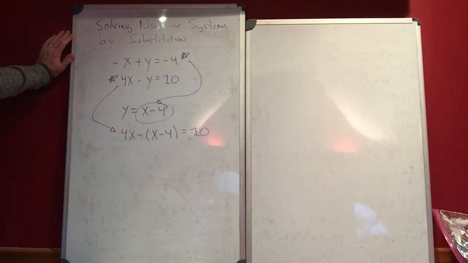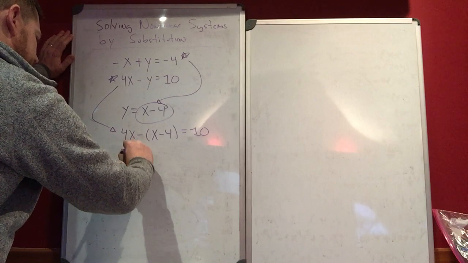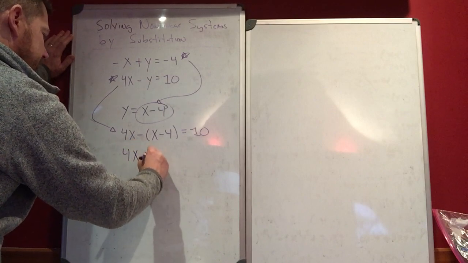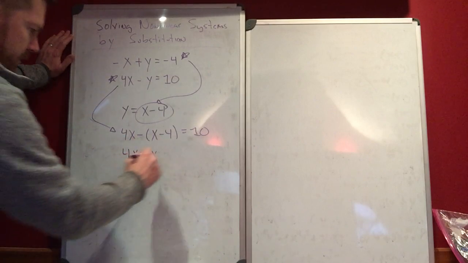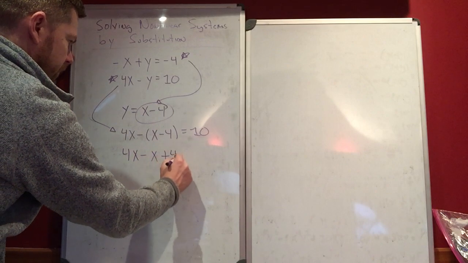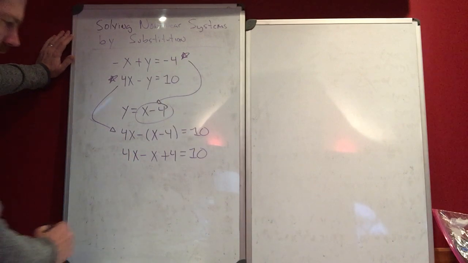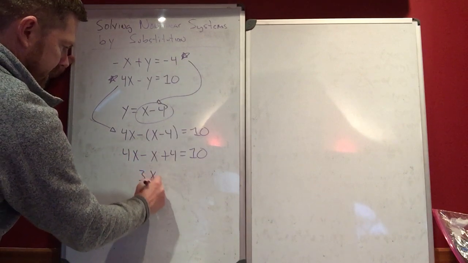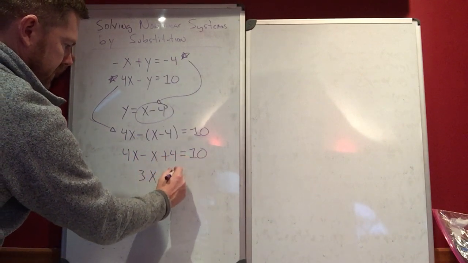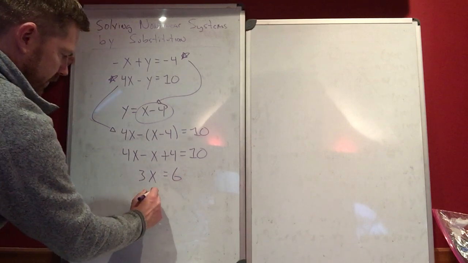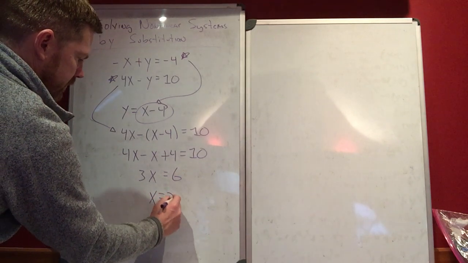Now we just clean it up a little bit from an algebraic standpoint. We have a negative 1 here that we have to distribute. So this turns into 4x minus x. A negative times a negative 4 is positive 4, plus 4 equals 10. Combine like terms, 4x minus x is 3x. Subtract 4 from both sides. 3x equals 6. So therefore, x equals 2.